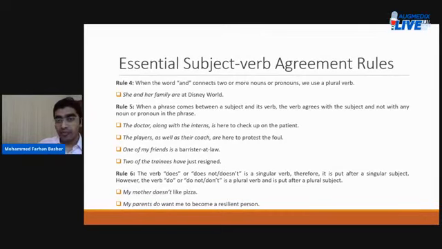So the verb doesn't or does not is put after a singular subject because the verb is singular in number. However, the verb do or do not or don't is a plural verb and is put after a plural subject. So we say, my parents, which is plural, do want me to become a resilient person. My parents do want me to become a resilient person. Okay.